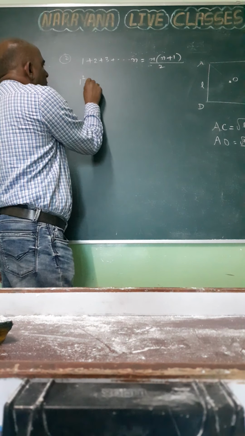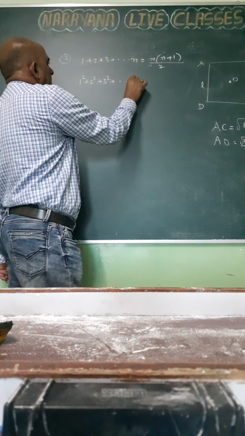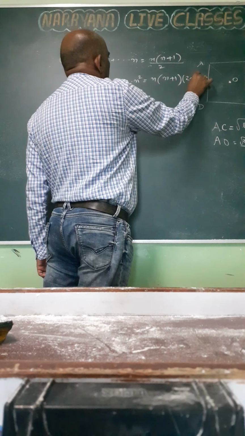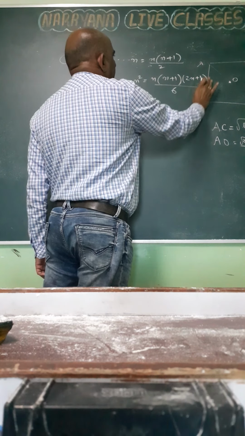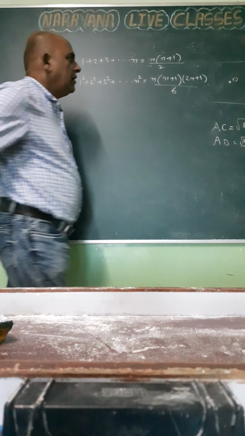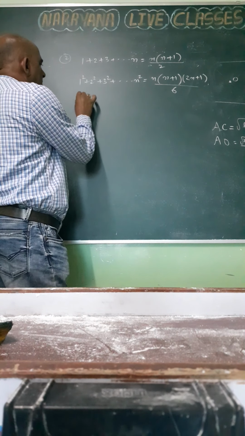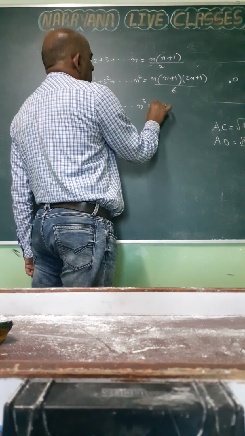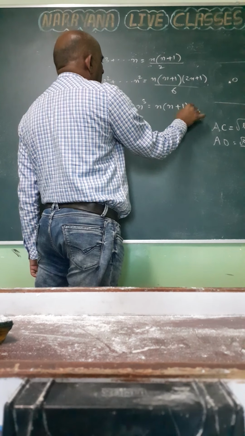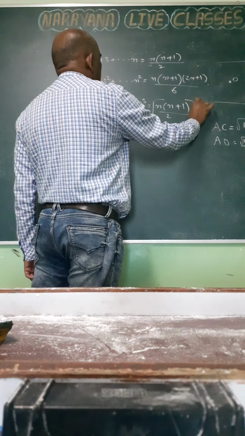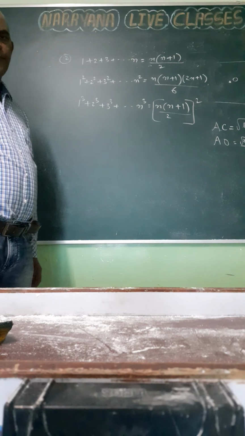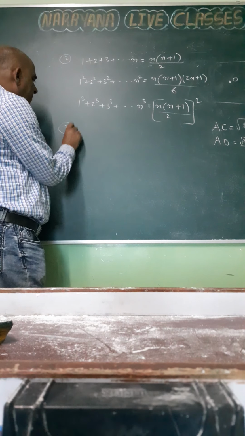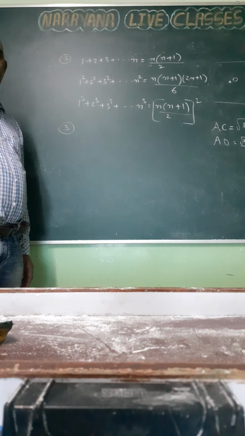Similarly, 1 square plus 2 square plus 3 square plus etcetera up to n square is equal to n into n plus 1 into 2n plus 1 divided by 6. Similarly, 1 cube plus 2 cube plus 3 cube plus etcetera up to n cube is equal to n into n plus 1 divided by 2, whole square. These are the sum of the cubes. So this is concept number 2. Concept number 3, multiple factors.